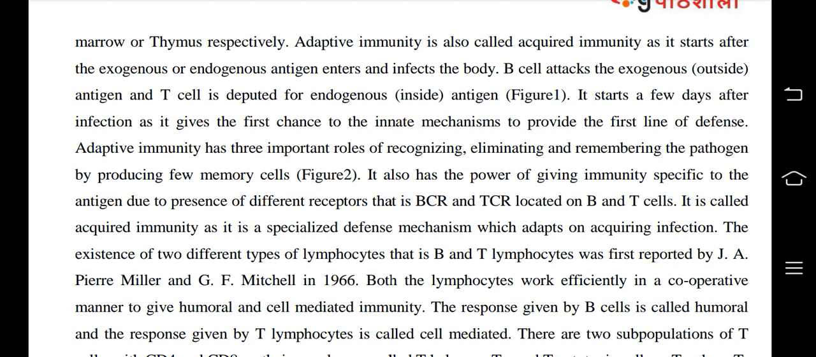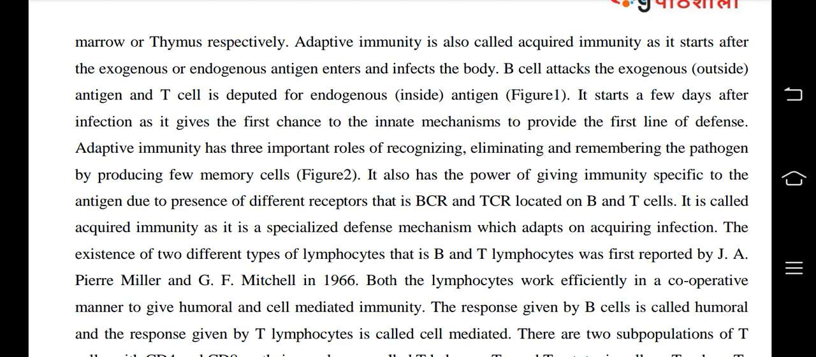It starts a few days after infection, as it gives the first chance to the immune mechanism to provide the first line of defense. Adaptive immunity has three important roles of recognizing, eliminating and remembering the pathogen by producing a few memory cells. It also has the power of giving immunity specific to the antigen due to presence of different receptors, that is BCR and TCR, located on the B and T cells. It is called acquired immunity as it is a specialized defense mechanism which adapts on acquiring infection.